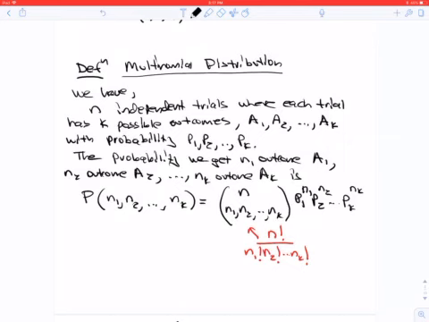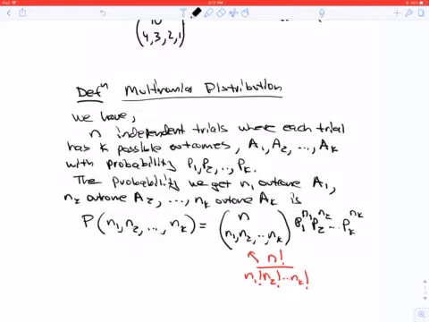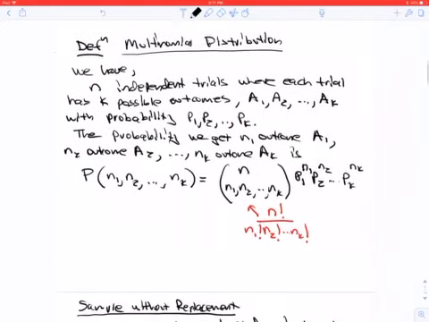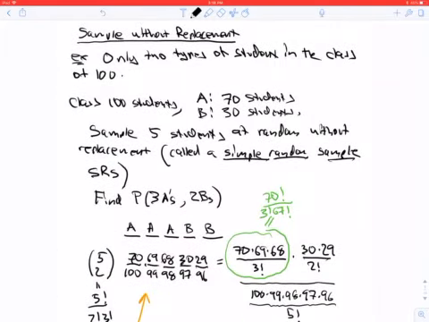Now, the multinomial distribution is a generalization of the binomial distribution. Here, what we have is 4 possible outcomes, each with its associated probability. And so the probability that you have N1 of the first possible outcome and N2 of the second, and so on, we have a formula here that just follows analogous to the binomial formula.